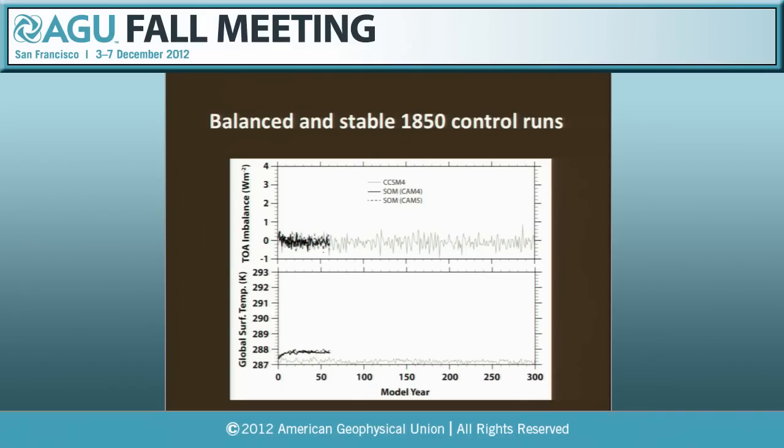Well, I have these balanced and stable 1850 control runs, here just from three different flavors of the NCAR climate model. The first is a fully coupled model, so it includes a deep ocean. And the latter two here are slab ocean models, or SOMs, with different atmospheric components, CAM4 and CAM5. So here we just see the top of atmosphere imbalance, pretty stable, and the global surface temperature, a little bit of a difference between the slab ocean model and the fully coupled model, but also stable.